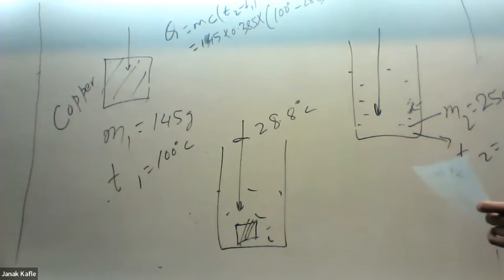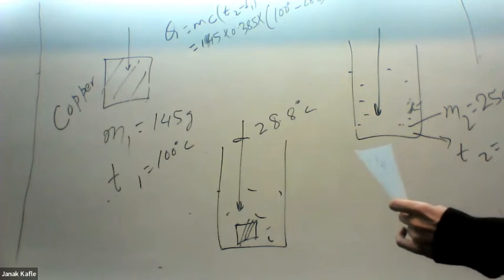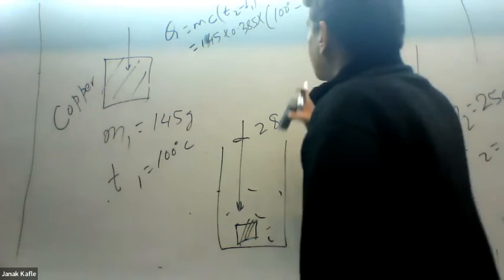What should we calculate here? We need to calculate the specific heat of copper. Actually, it was not given, so I'm not writing it here.